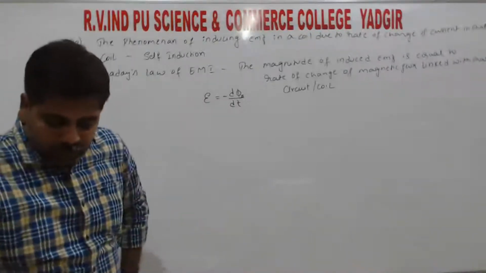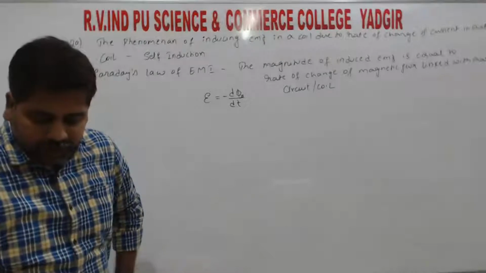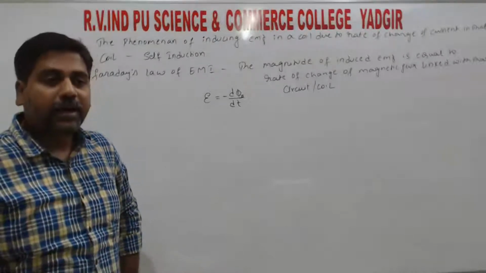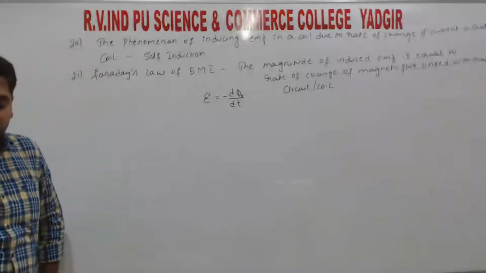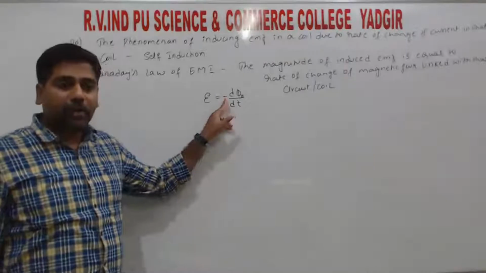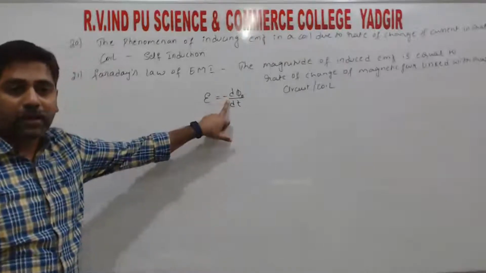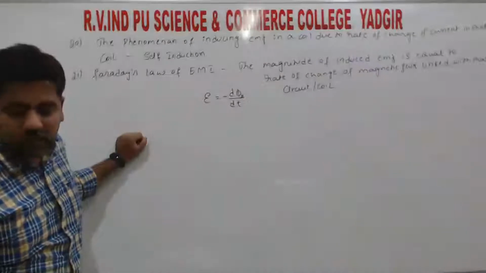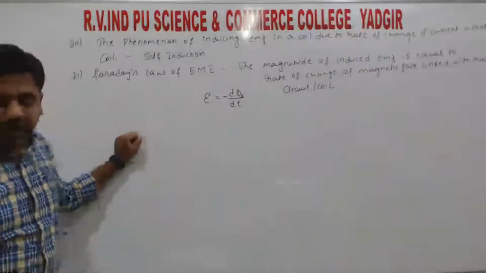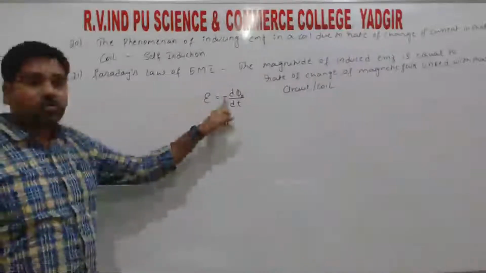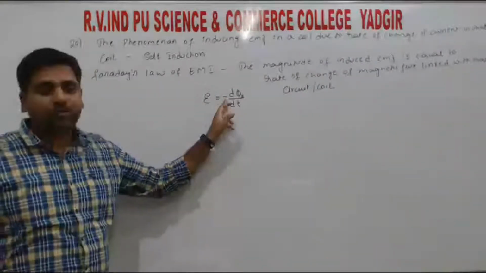So next, 22nd, state Lenz's law in electromagnetic induction, right? So again here we are getting the negative symbol. This is explained by the Lenz's law. So the polarity of the induced EMF. We are getting the negative sign, right?